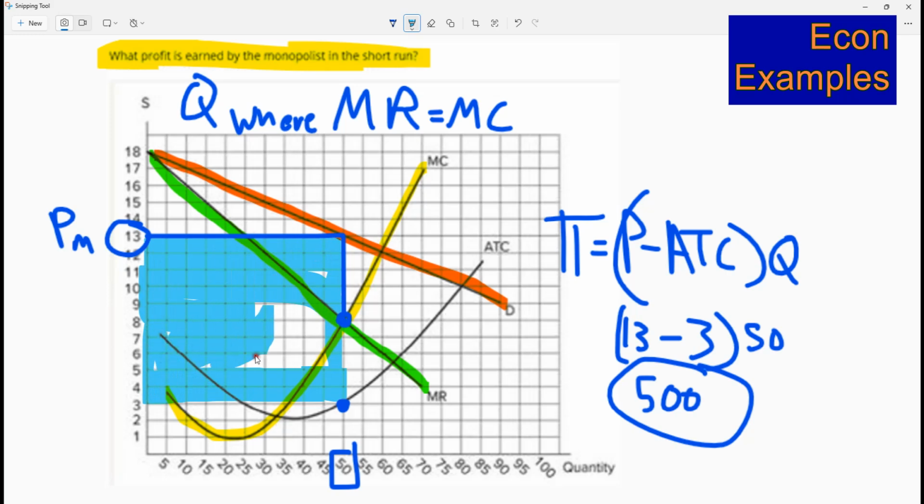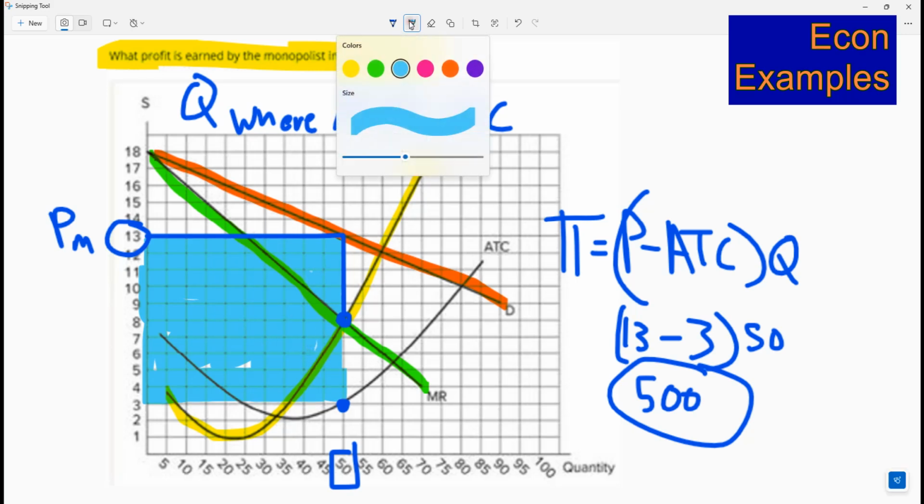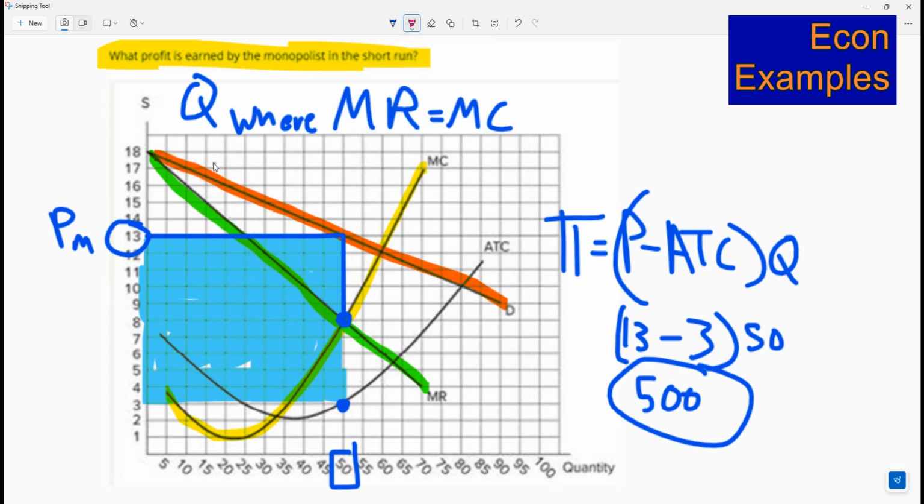See, shaded profit, and then last one, we're going to shade the consumer surplus. Do you see where it is? Do that in pink. It's the area below the demand curve, but above our price. So this would be the consumer surplus. Question's not asking for that, but sometimes they do ask you to shade things, and we'll label everything. This would be consumer surplus, and this would be profit.